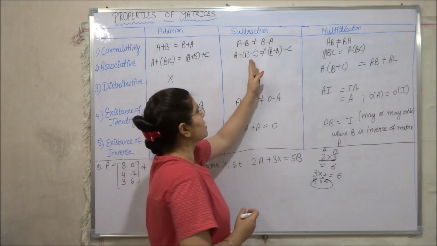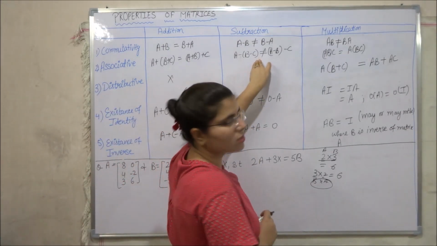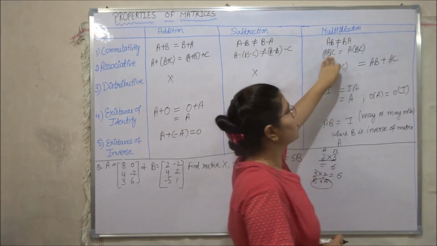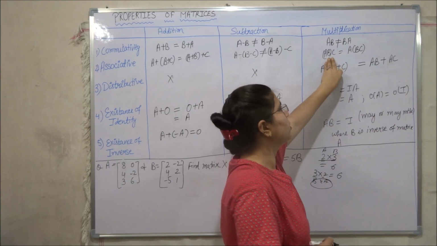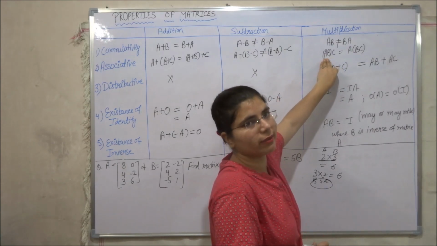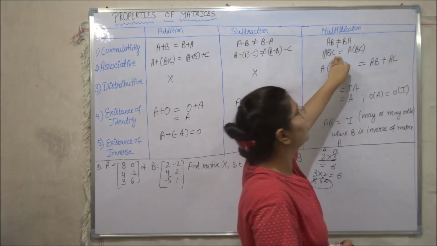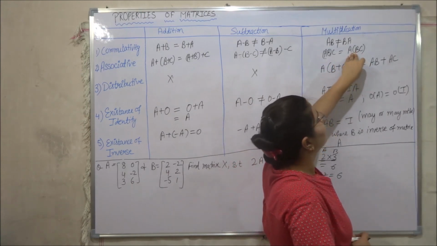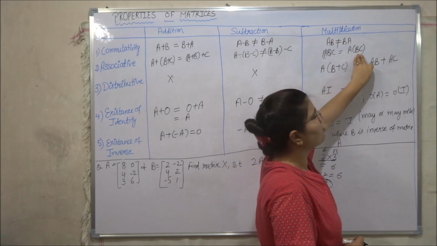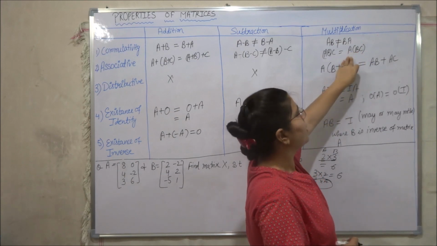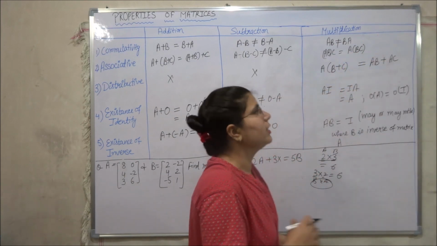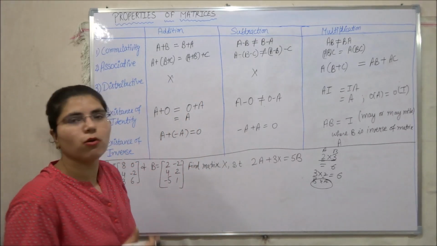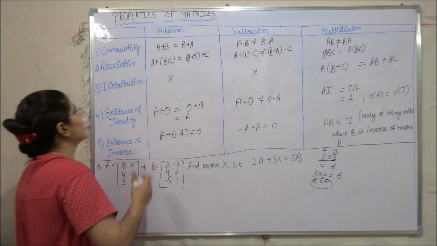But in case of subtraction, this does not hold. And in multiplication, associativity also holds good. That is, product of A and B matrix when multiplied with the C matrix, we obtain the right hand side, that is product of BC when multiplied with the matrix A, then left hand side will be equal to right hand side. So associative holds good in this case.